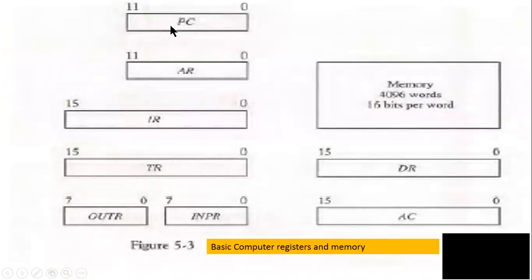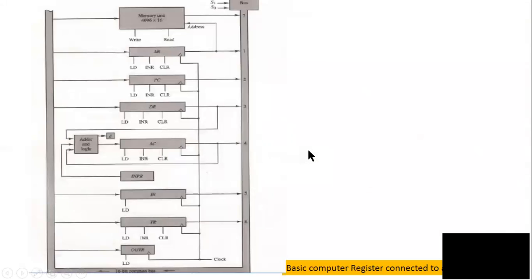This is a general format. This is PC. These are the register types, the sizes of your PC, AR, TR, and so on. These are your memory unit, memory, and this is your other register. Also, there is the basic computer register and the memory. The total is called the registers used in the computer.